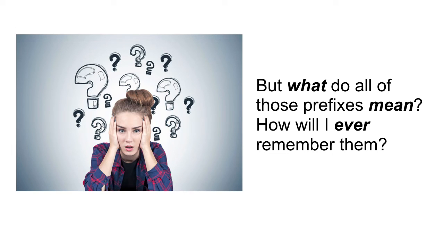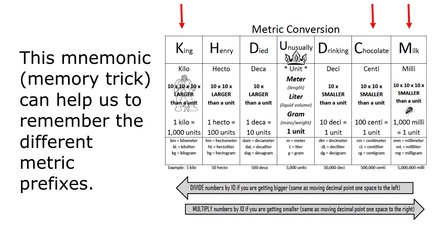But what do all these prefixes mean, and how will I ever remember them? Again, in the Brain Pop video, they shared a mnemonic with us, or a memory trick. And this mnemonic, King Henry died unusually drinking chocolate milk, can help us remember the different metric prefixes. K in king is also for kilo. Kilo means 1,000. H is for hecto, and it means 100.